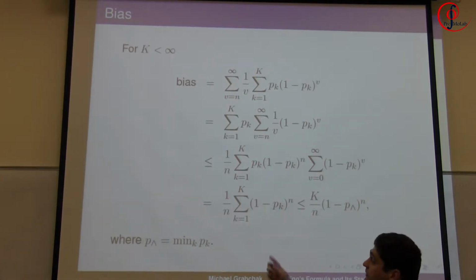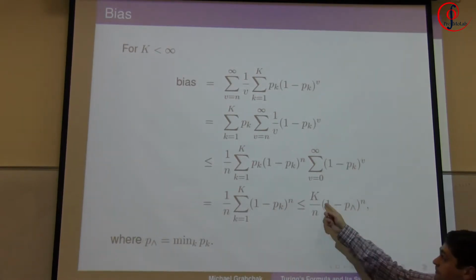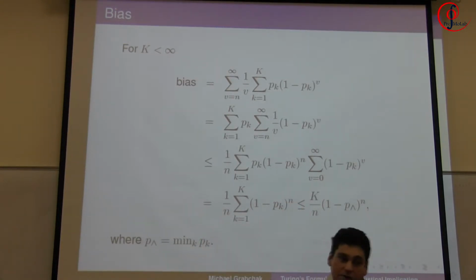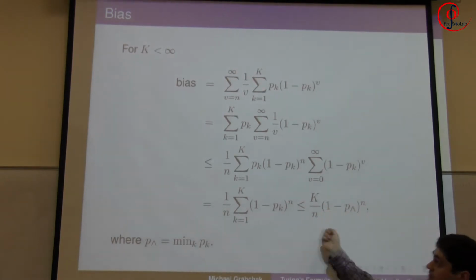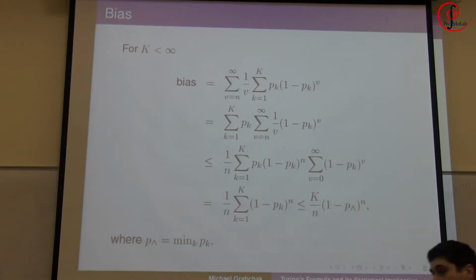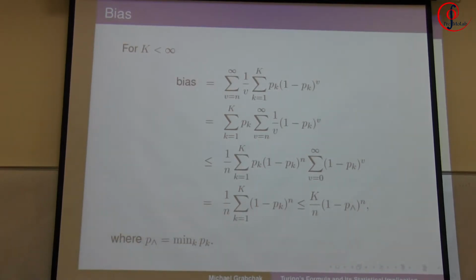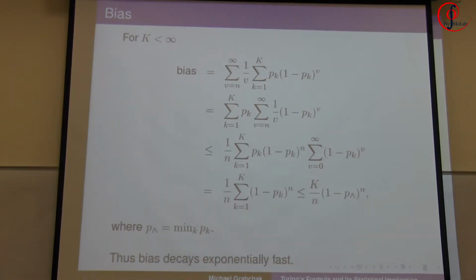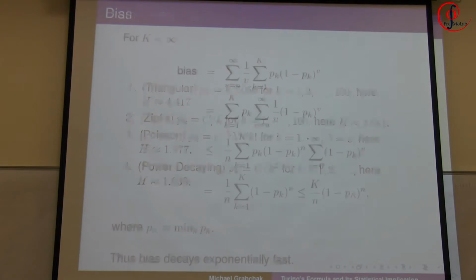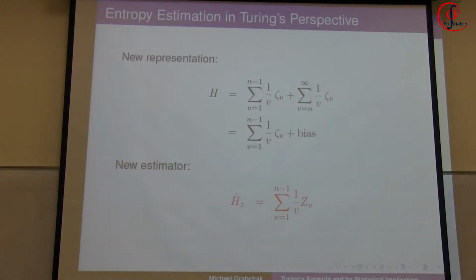But when we have a finite number of categories, we can clearly upper bound this by the sum over k, and the pk by the smallest pk that we have. And so we get this upper bound on the bias, which now decays exponentially fast. So if before we had decay like 1 over n, now we have exponential decay of the bias. Okay, so that gives us this estimator, and we know it has exponentially decaying bias.